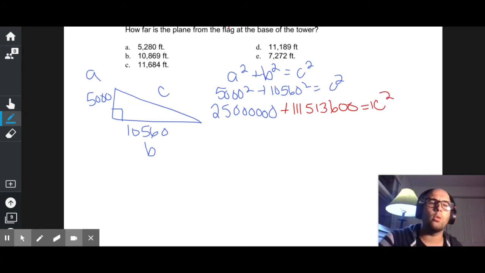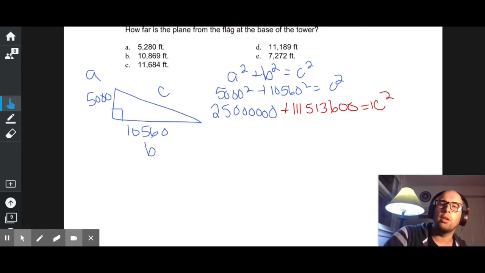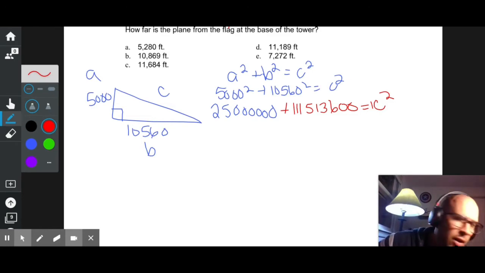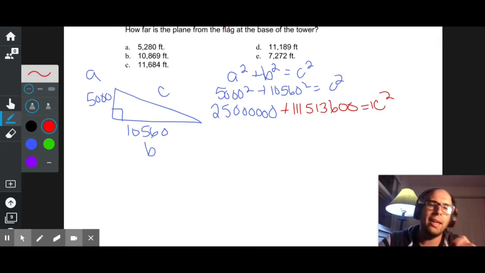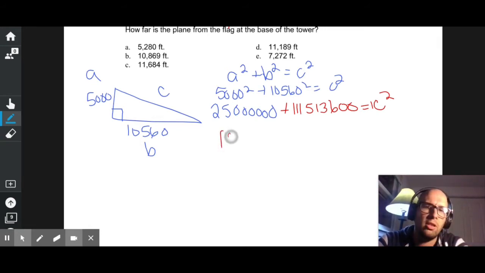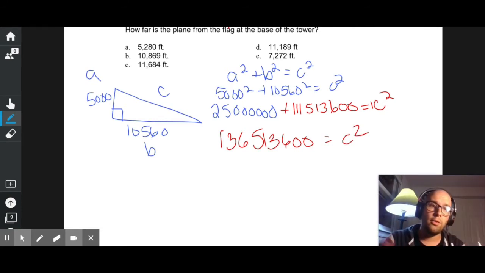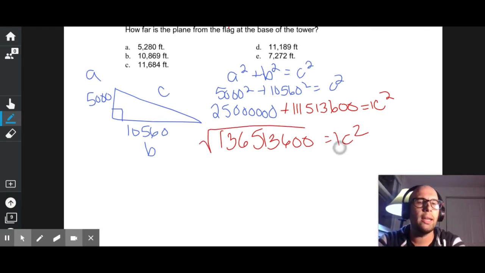That's supposed to say C squared. I don't know why that little line showed up. I must have made a little mistake. If I add 25 million to it, I get 136,513,600. That equals C squared. Is C all by itself? No. What's in the way? Squared. So square root that whole thing.